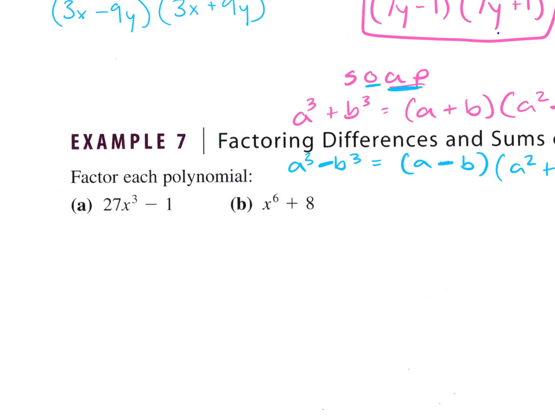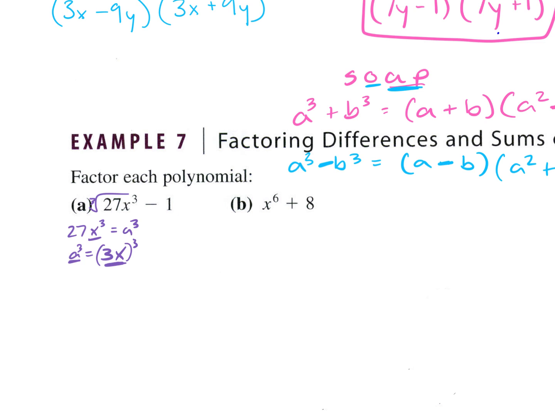So now we want to figure out what our a and our b are. So we take the cubed root of both of these. So 27x cubed is a cubed. So we would take the cubed root, and we want to figure out what cubed gives us 27. Well, we know that that's 3 cubed, so just a would be 3. And then what cubed gives us x cubed? That would be x. So if I cubed this and cubed this, that would give us 27x cubed. So just a would be 3x.